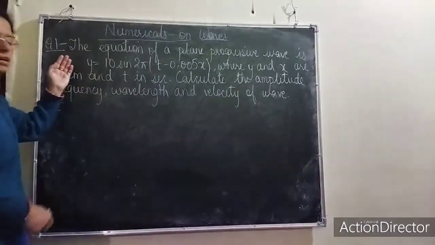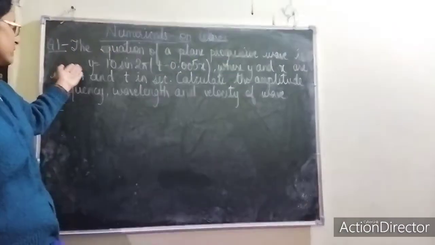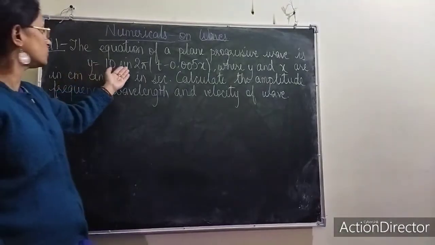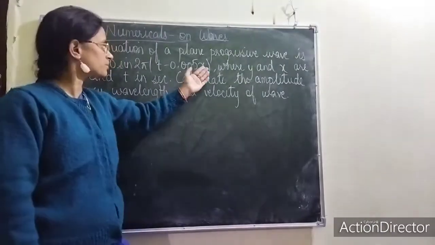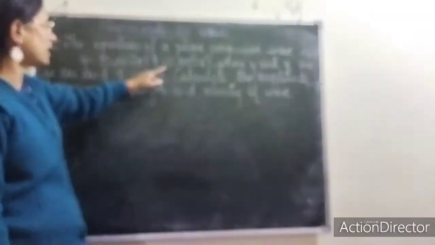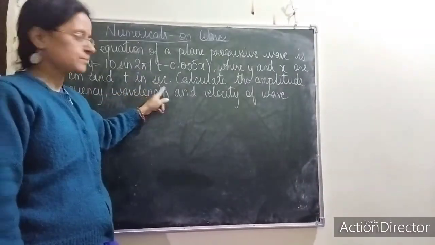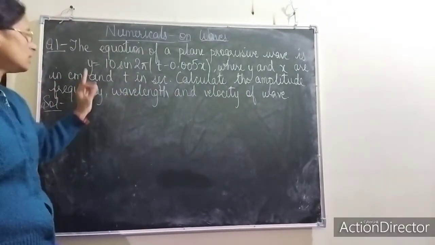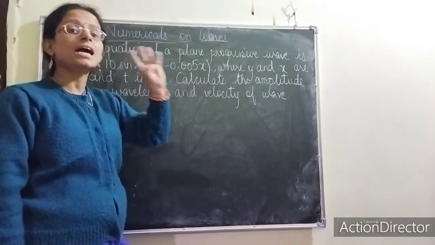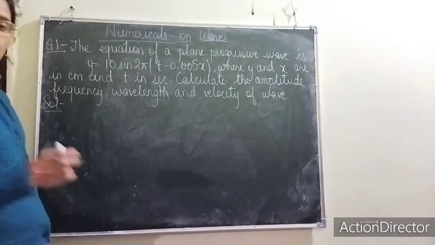Now see, one numerical is written here. The equation of a plane progressive wave is y equals 10 sine (2 pi t minus 0.005 x), where y and x are in centimeter and t is in seconds. We have to calculate the amplitude, frequency, wavelength and the velocity of the wave. So these four quantities we have to find out. So how to do that?